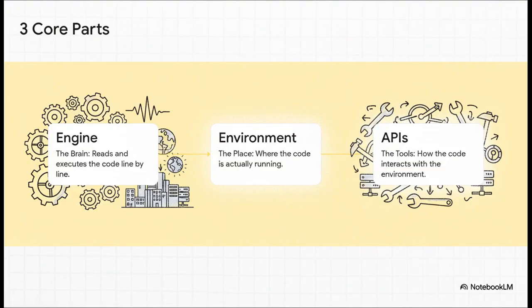And to make this super simple, you can break down pretty much any runtime into 3 core parts. Think of it like this. First, you've got the engine. This is the brain, right? It's the part that actually reads and understands your code. Then you've got the environment. This is the place, the world where your code is running. And finally, you have the APIs. These are the tools. They're what your code uses to interact with that world. So you've got the engine, the environment, and the APIs. Got it. Brain, place, tools. We're going to come back to this.